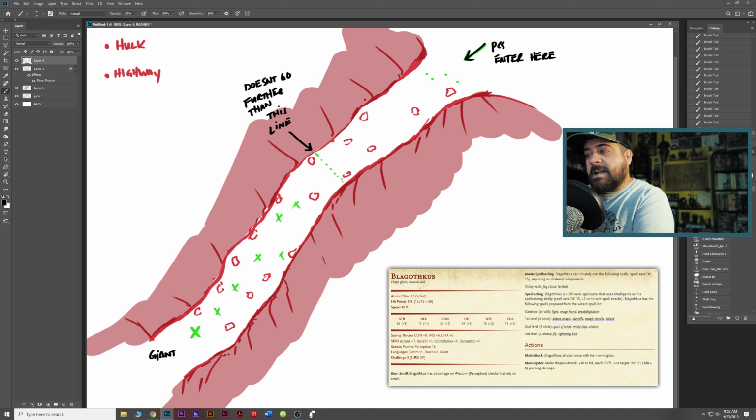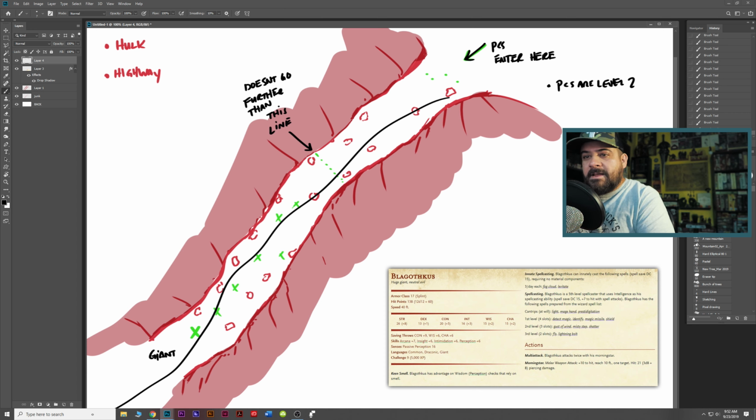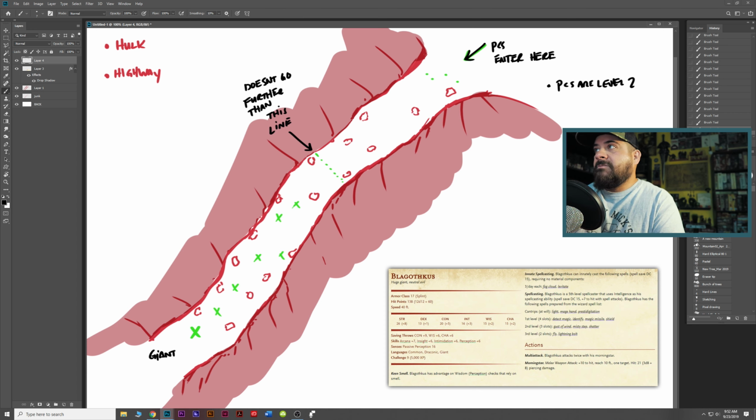I mean, yeah, he's a CR9. I'm talking about my group. PCs, if I put some bullet points, are level 2. And they're trying to make their way, for whatever reason, this way to go to some village, right? They have to meet some key NPC. But on this path, the mountain pass, which is coming from the highway, is a giant by the name of Blagathcuss. I just found that randomly on D&D Beyond, and I'm going to use that.